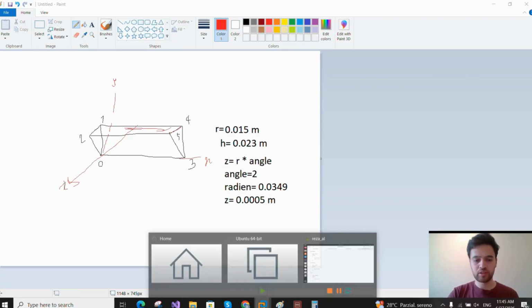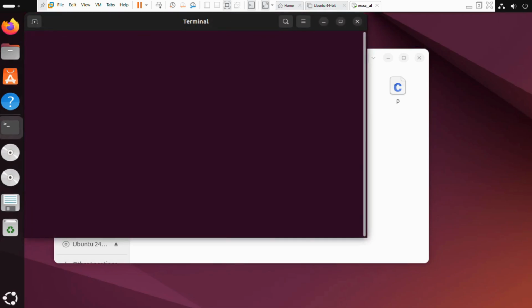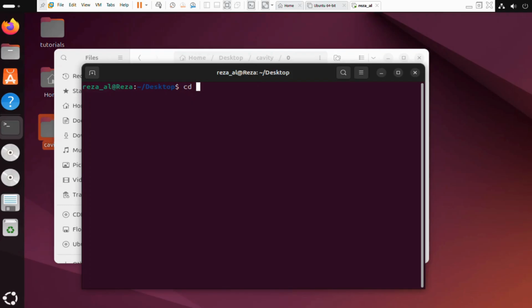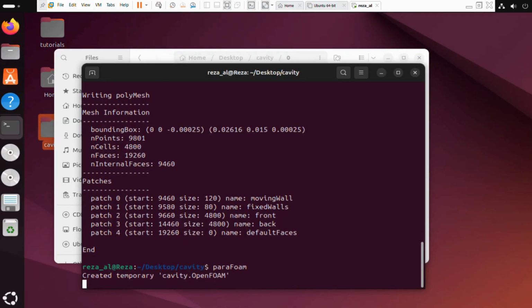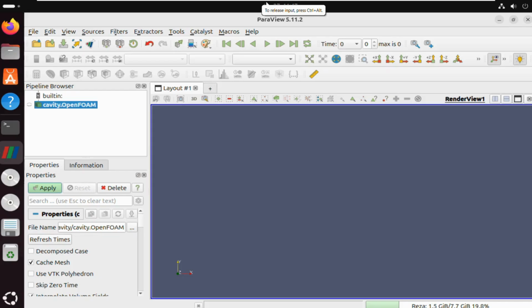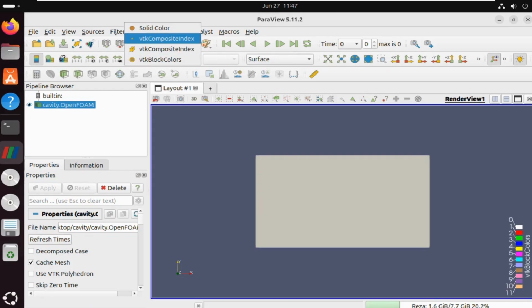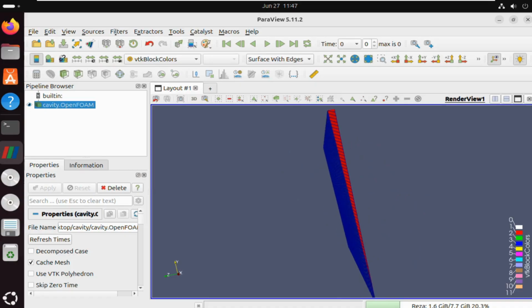Okay. Then let's go to the OpenFOAM. Then we can save it. Go to the folder and write blockMesh. Okay. Good. So we don't have any errors. Perform. Open. Apply. We don't have boundary conditions. And as you can see, this is our 2D axisymmetric geometry.